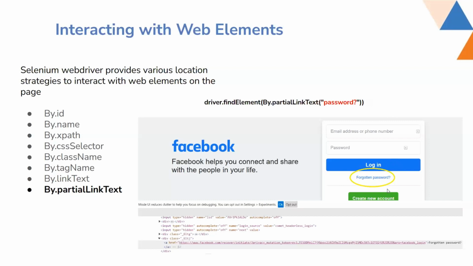The last one is the partial link text. This is very similar to the last one we saw, the link text, but this locator finds links based on a partial match instead of a full match. It's helpful when the complete link text is too long or dynamic. You may have some text which is dynamic, right? When you log in to a site, there is sometimes a message like welcome Sam or welcome your name, right? So part of the text is always changing. In that case, you cannot give the full text, so partial link text is very helpful.